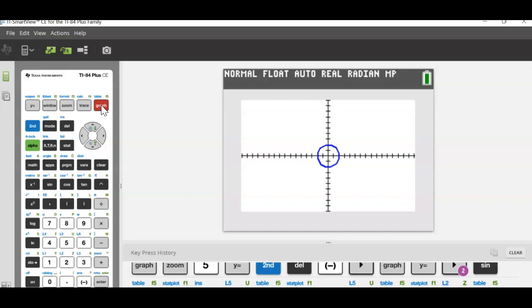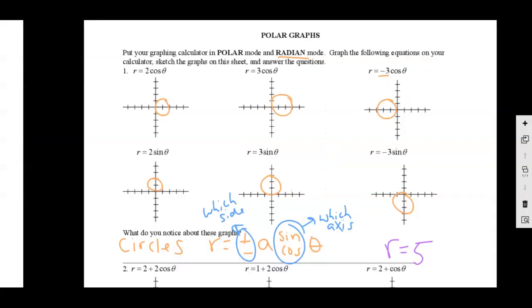So if I have r equals a number, that's also going to end up being a circle. R equals 5 would be a circle with the radius of 5. R equals 2 would be a circle with the radius of 2. And so r equals any number, that will also be a circle. That's going to be centered at the pole, with the radius equal to whatever that number is.